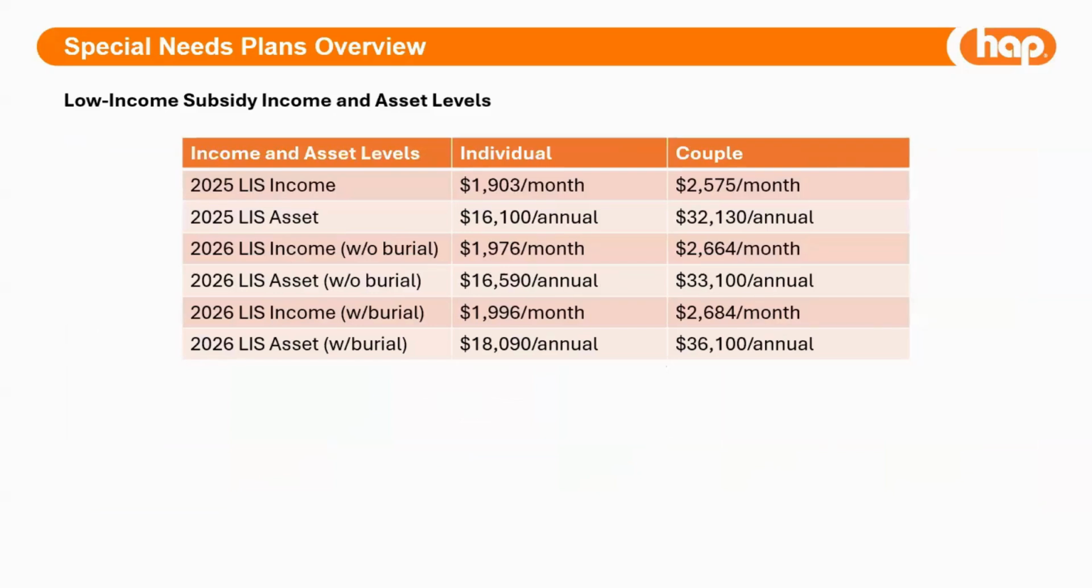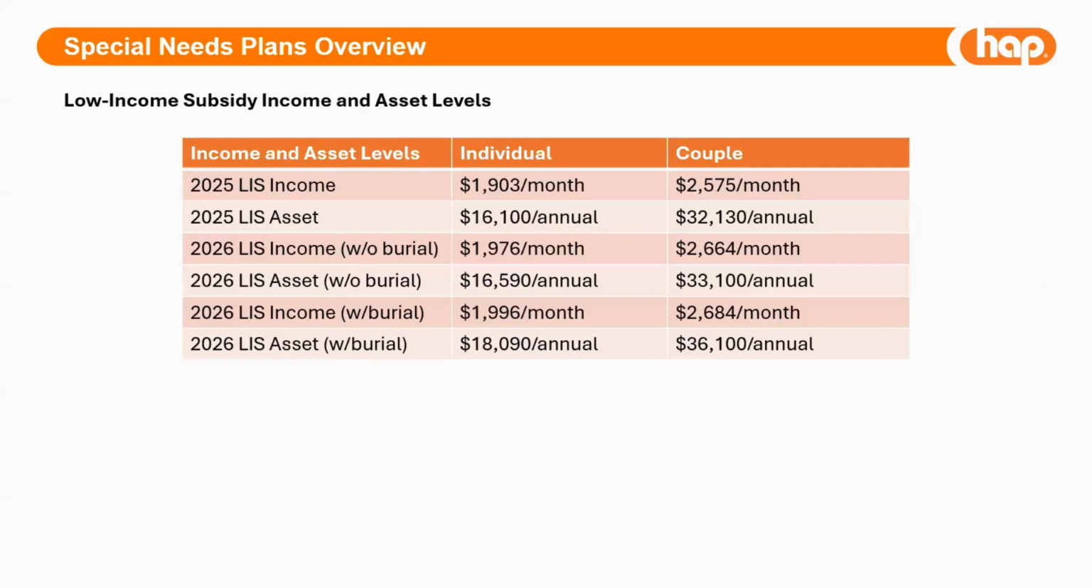Now, the income and asset levels are different for low income subsidy or extra help. It is not the same as Medicaid. So it is important to understand that while somebody is eligible for low income subsidy, they may not be eligible for Medicaid. However, somebody that is eligible for Medicaid is often eligible for low income subsidy.